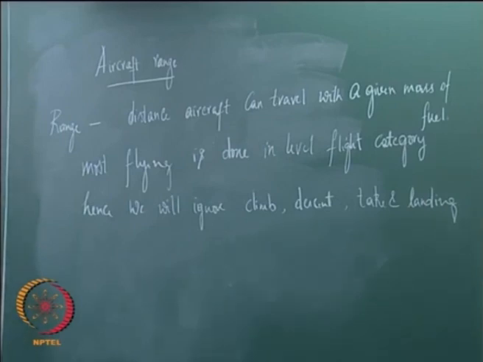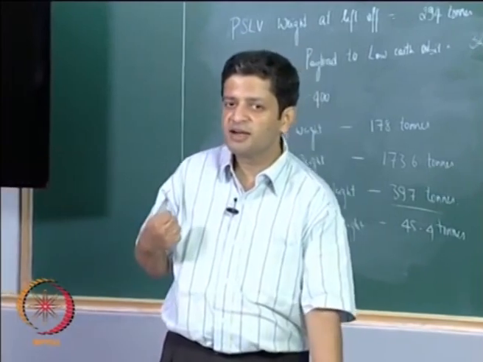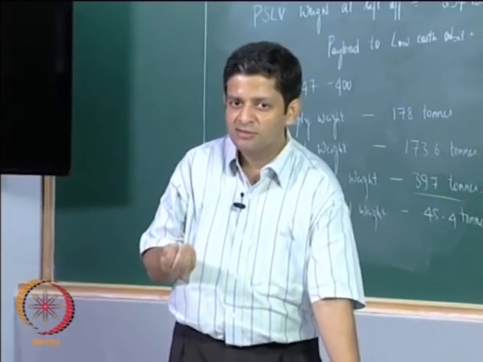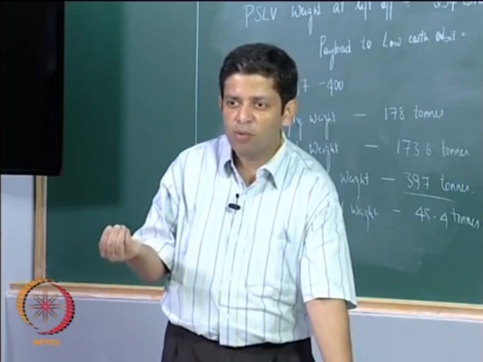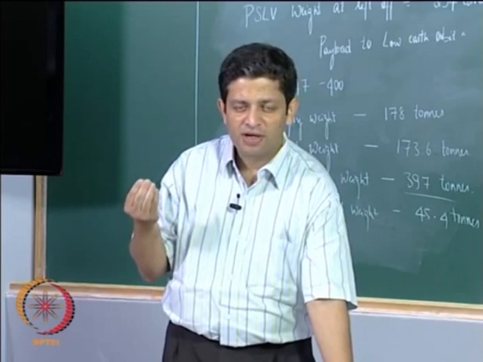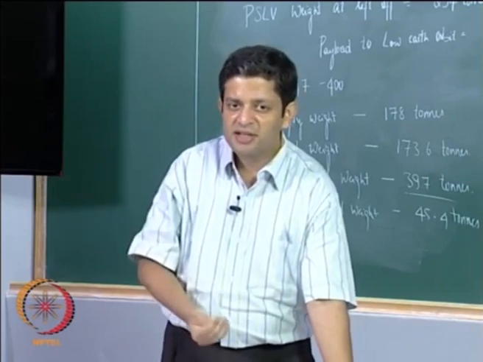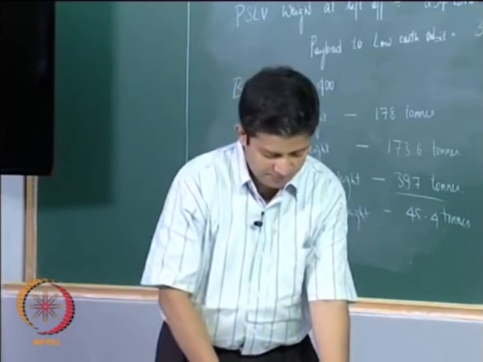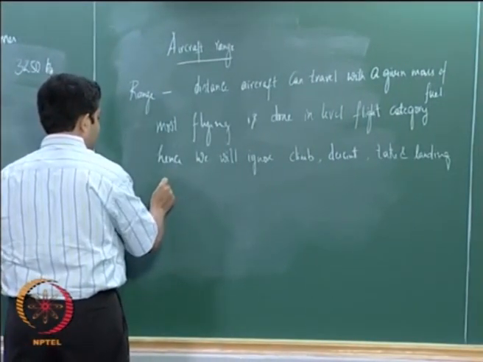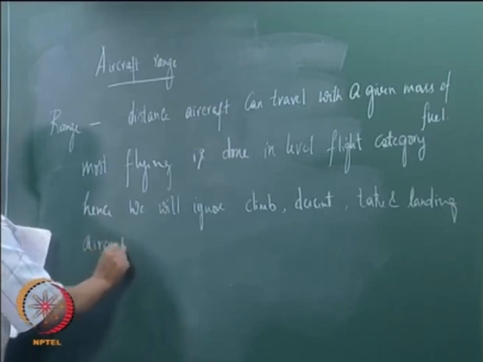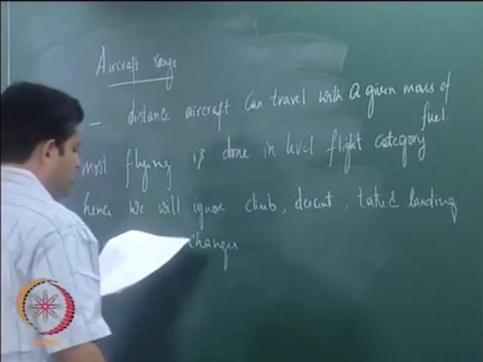We also need to make another assumption, which is quite valid for civilian aircraft, that the mass of the aircraft changes only because of fuel being expelled, which is not true in case of military aircraft, especially if they have to drop bombs or fuel tanks or fire missiles. Then the mass changes because of other things. But in case of civilian aircraft, the mass of the aircraft changes only due to fuel being expelled.